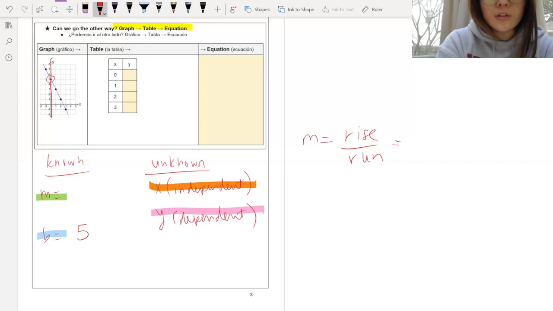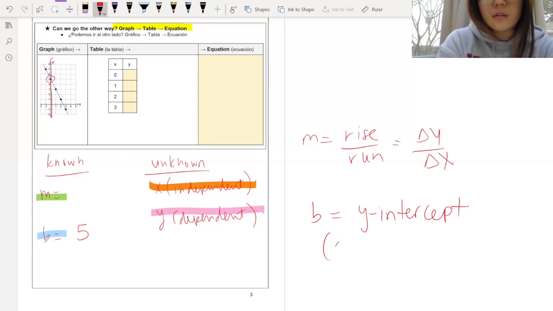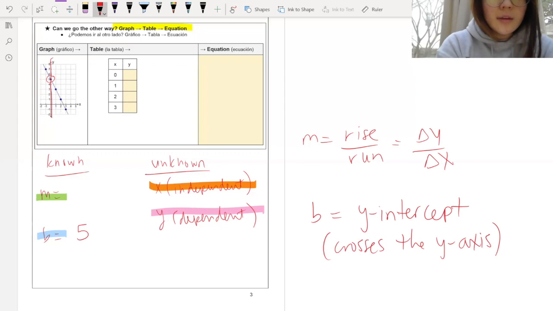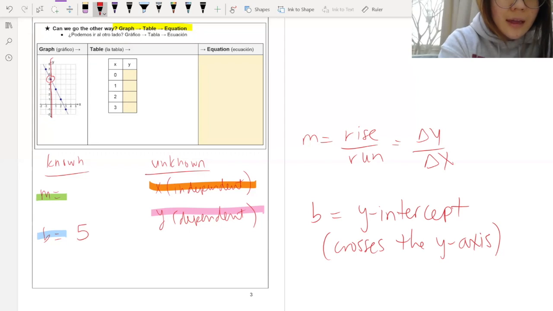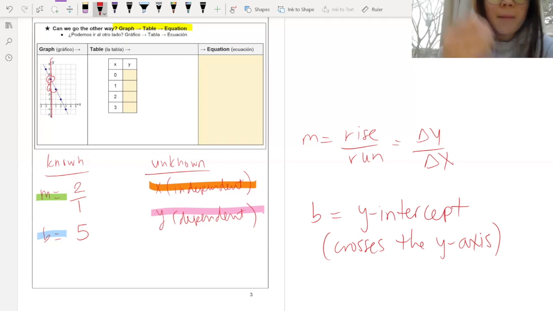Or we can do change of y over change of x, right? And then I'm going to say the y-intercept is where it crosses the y-axis. I'm going to write it down on the side. Okay, so here we can notice that it goes down 2 over 1. So our slope is 2 over 1. But I'm going to show you how we can do that on the table as well.